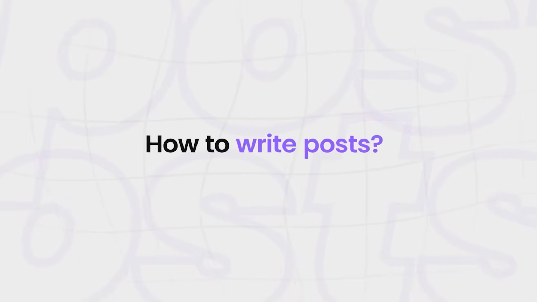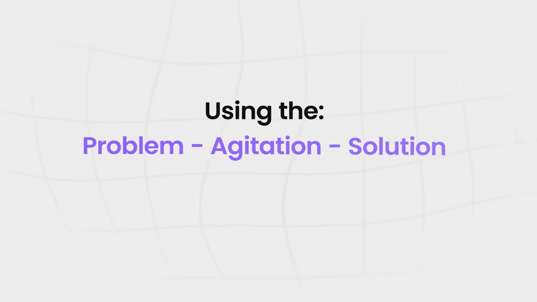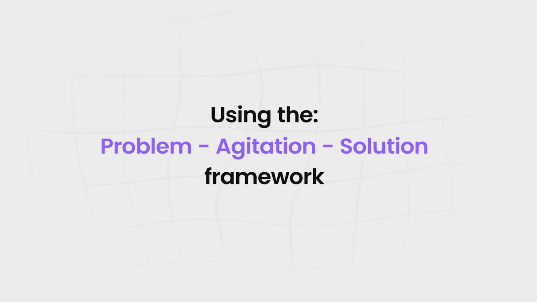So we've talked about how to find ideas. Now I want to tell you about how to write posts. So now that you have two ways to help with content ideas, both from the problem bank method and the trending topics approach, here's exactly how to turn these ideas into top performing posts using the problem agitate solution framework, which is my favorite. So before diving into this example, I want to explain this framework.